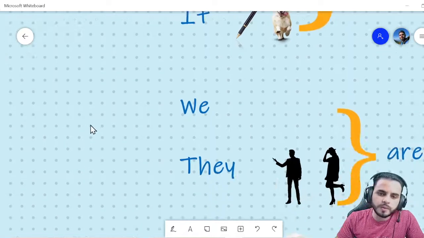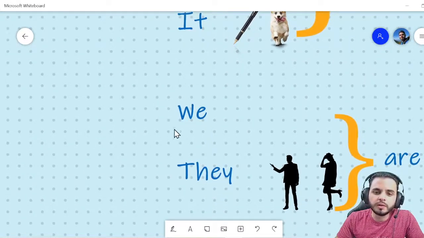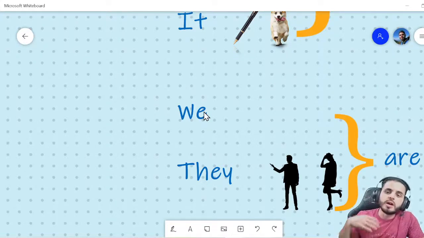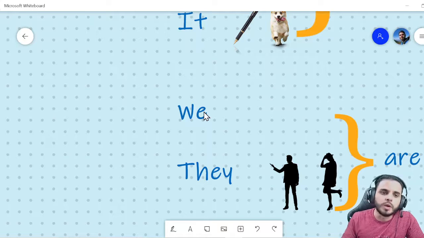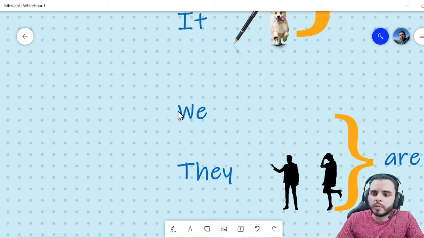Now we also have these two pronouns. We have we. So when I'm talking about me and another person, instead of saying he and I or she and I, I can just say we. So instead of saying she and I were at the party, I just say we were at the party or we are at the party. Then we have they, and we use they when we are referring to people, not including me.